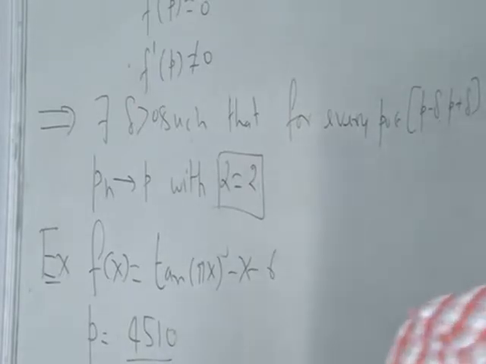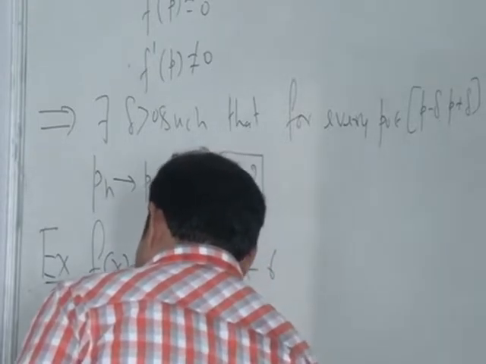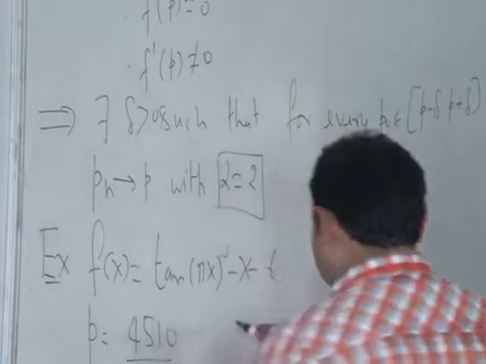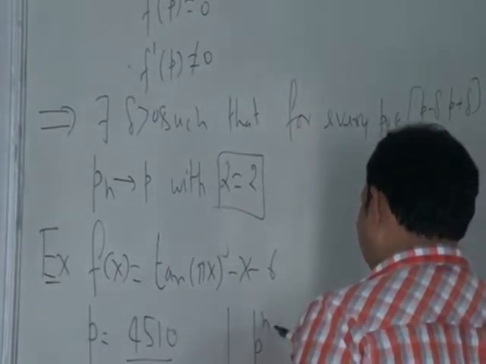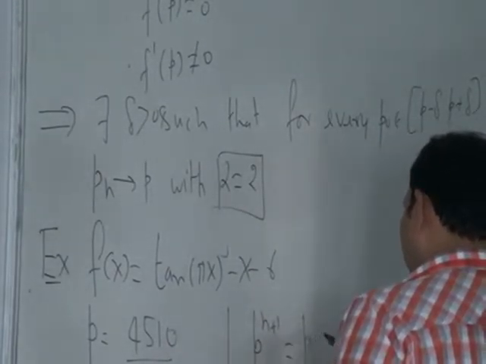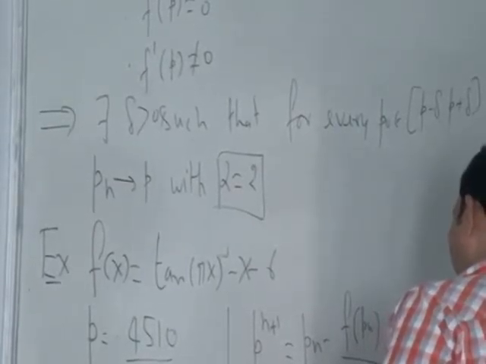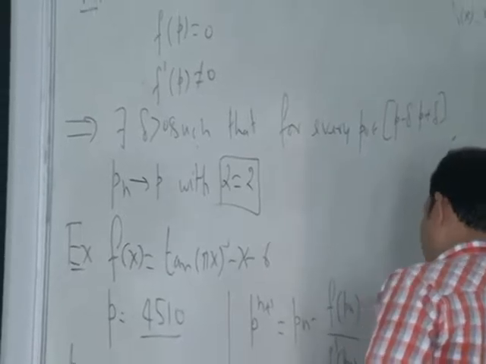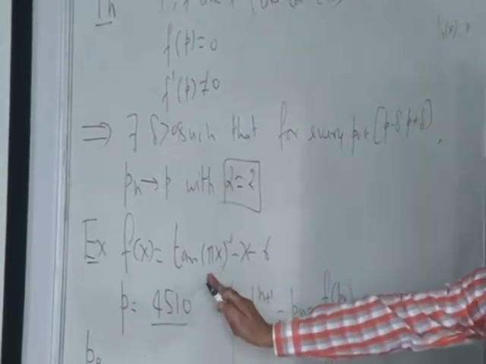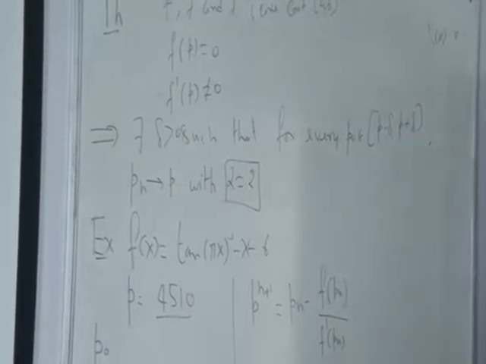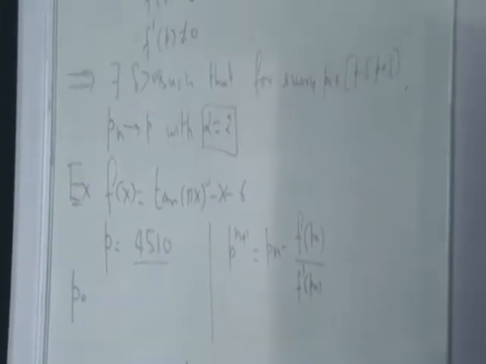Now, what p naught should I use? The scheme is Pn plus 1 equal to Pn minus f(Pn) divided by f dash (Pn). That you can work out for my f, correct? The question is what would be my p naught?